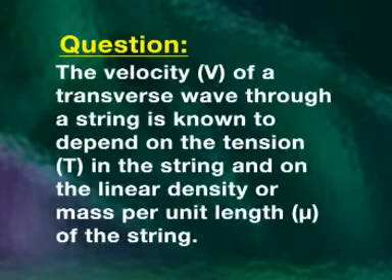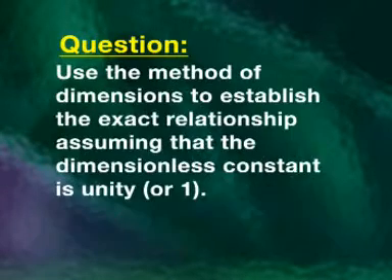Take this question so that you can solve it on your own. The velocity v of a transverse wave through a string is known to depend on the tension T in the string and on the linear density, or mass per unit length, mu of the string. Use the method of dimensions to establish the exact relationship, assuming that the dimensionless constant is unity, or 1.